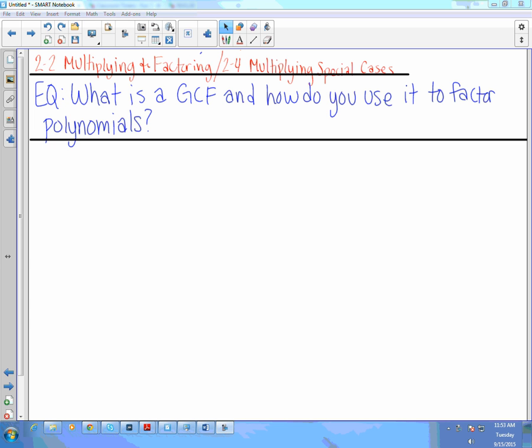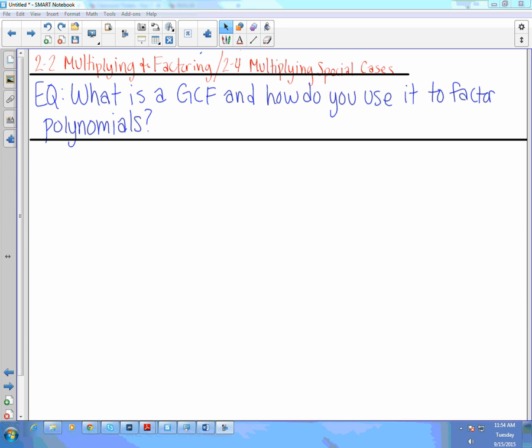Okay, the title was PS2. We're multiplying and factoring today, and multiplying special cases of binomials. The central question is, what is the GCF, and how do we use it to factor polynomials? And then we're going to note the to-do, and we have a quiz to make sure that they're done in full. That should be an easy quiz. We'll do them all together.